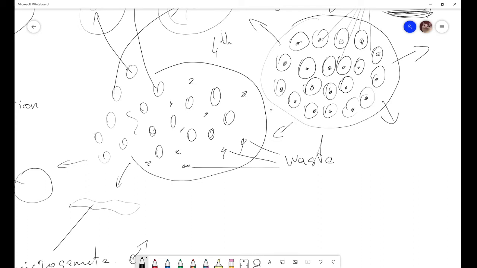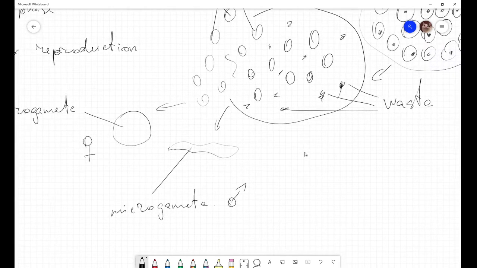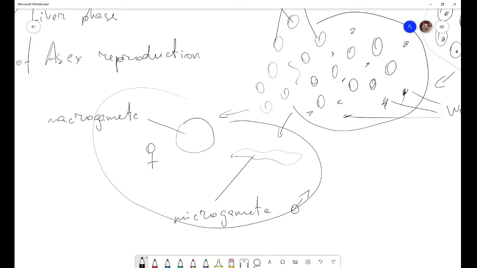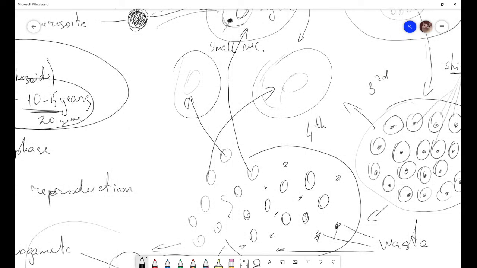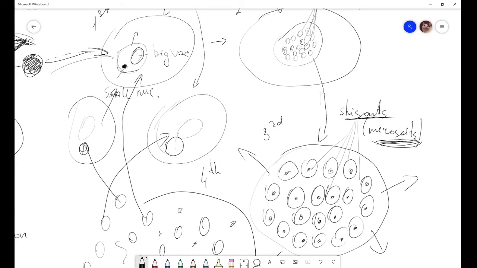The red blood cell ruptures, liberating the merozoites and pigment. The merozoites reinvade new red blood cells, repeating the schizogonic cycle. Some merozoites that invade red blood cells develop into the sexual stage, male or female gametocytes. You can see it here. Or they can reinfect other red blood cells, and we repeat this cycle again and again and again.